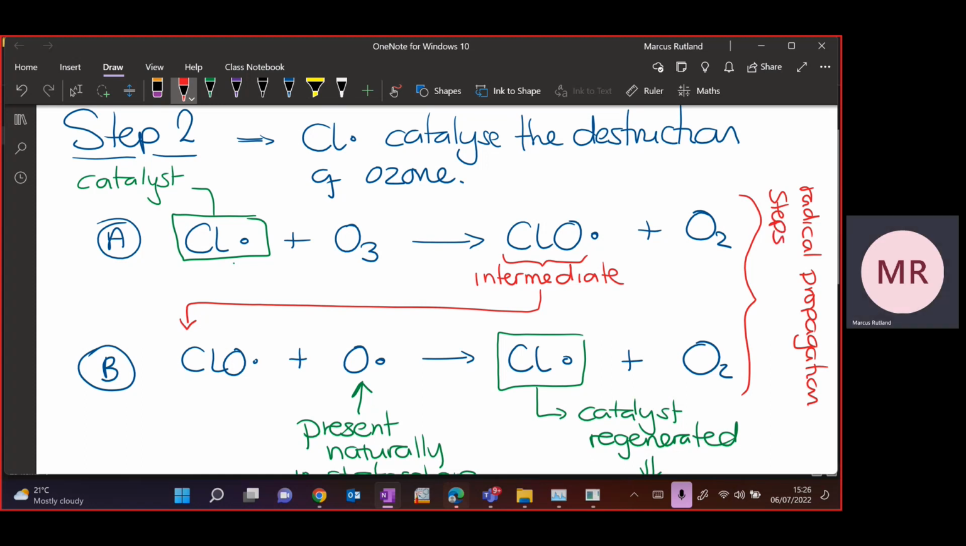Why? Because we've got radicals on both sides. So both reactants and products contain radicals.